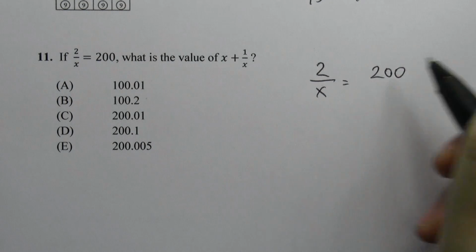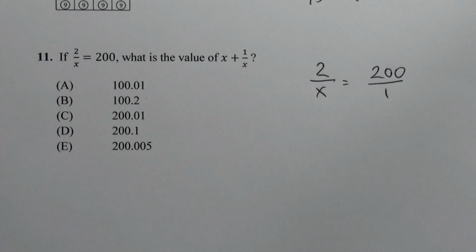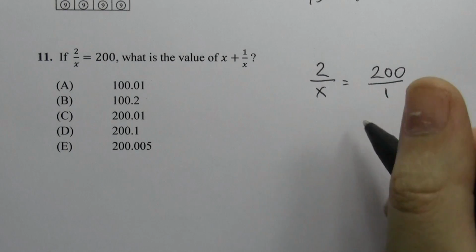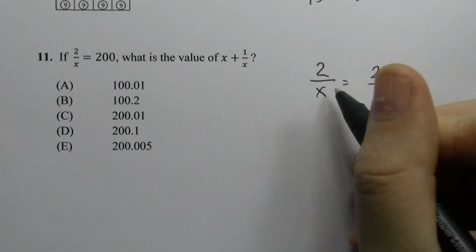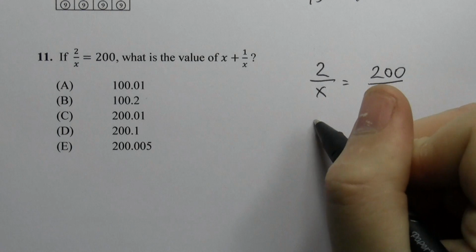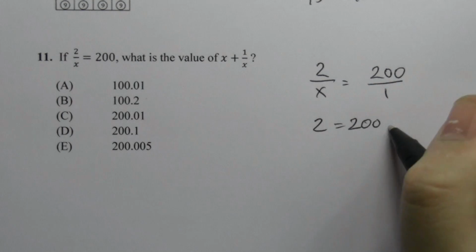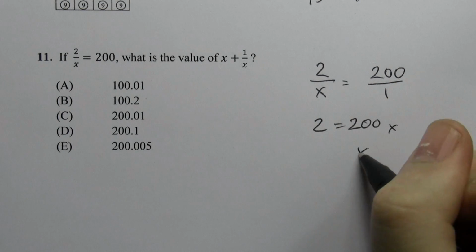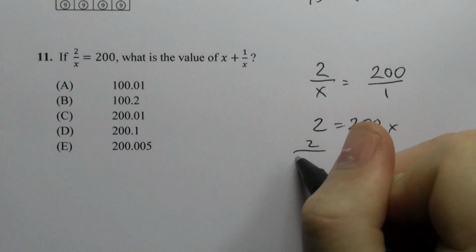And an easy way to visualize a question like this is just to put the 200 over 1 and treat it like a proportion. That is, you can cross multiply and solve for x pretty quickly then, right? So 2 times 1 is 2 equals 200 x, therefore x equals 2 over 200.